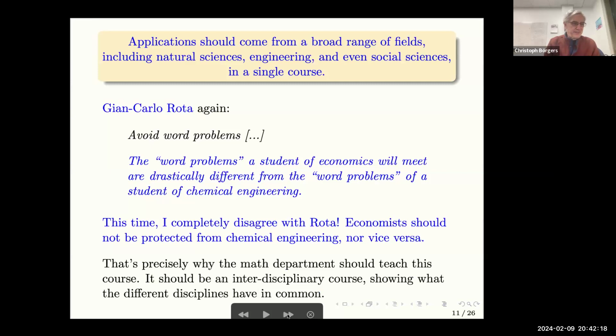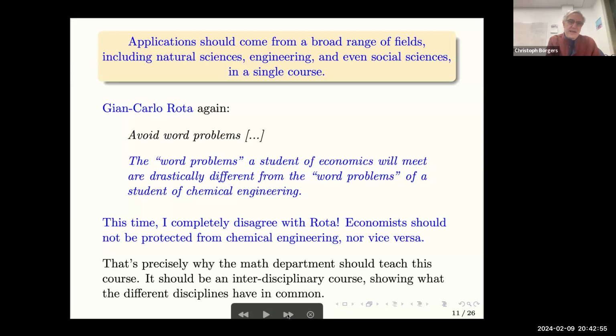Another thing that I believe is that the applications should come from a broad range of fields, including natural sciences, engineering, and even social sciences in a single course. Rota says avoid word problems in that same essay. And one reason that he has is that the so-called word problems of a chemical engineer and those of an economics student aren't the same. And in this regard, I completely disagree. I think the economists shouldn't be protected from chemical engineering examples and vice versa. I think it's a good thing if they learn each other's problems.